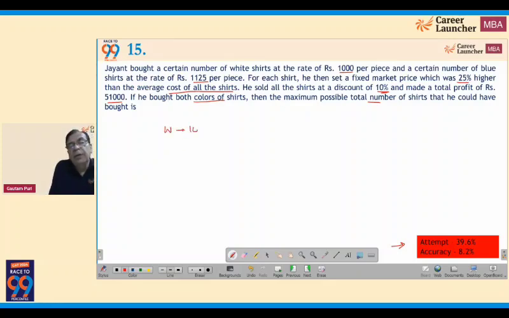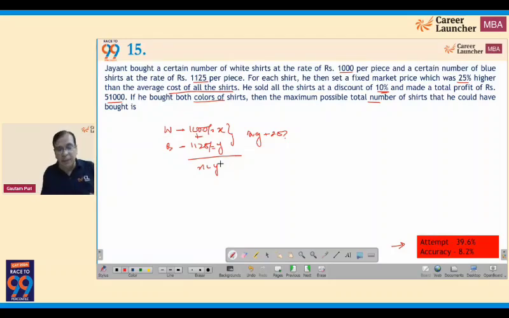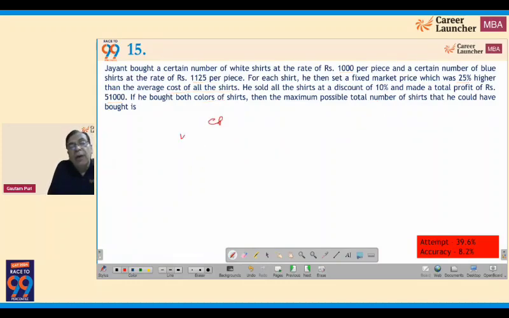White shirts at rupees 1,000 and blue shirts at rupees 1125. For each shirt, he fixed a market price which was 25% above the average price. If there are X white shirts and Y blue shirts, the average will be this plus this divided by X plus Y. And this is where the confusion starts. But please understand, if on average the marked price is 25% more, that means each of them is 25% more. So the right approach should have been: cost price of white is 1,000 and blue is 1125. The marked price will be 25% above 1000, which is 1250, and similarly this will be 1125 into 1.25, or 5 by 4.